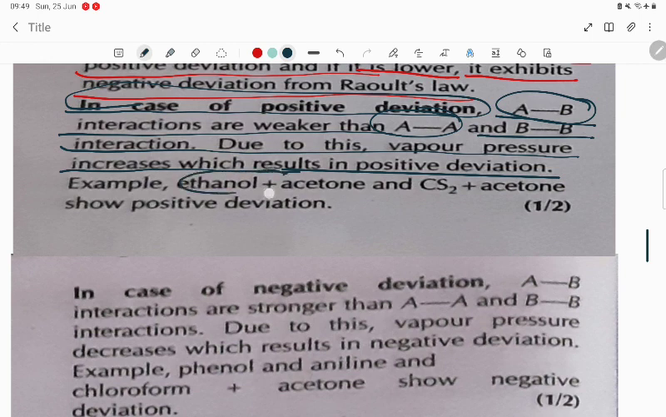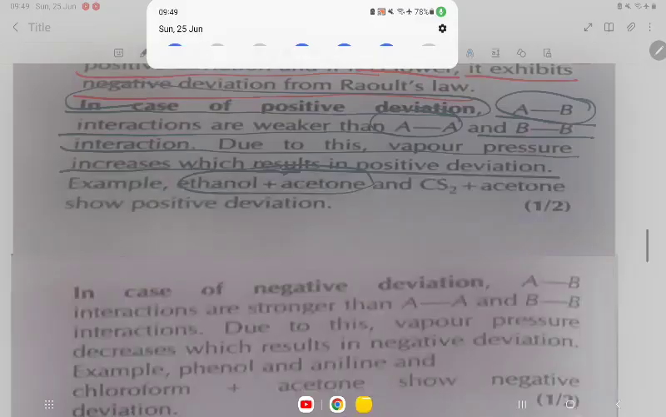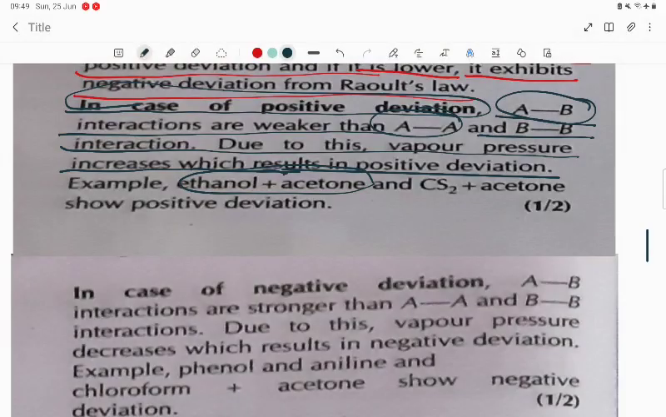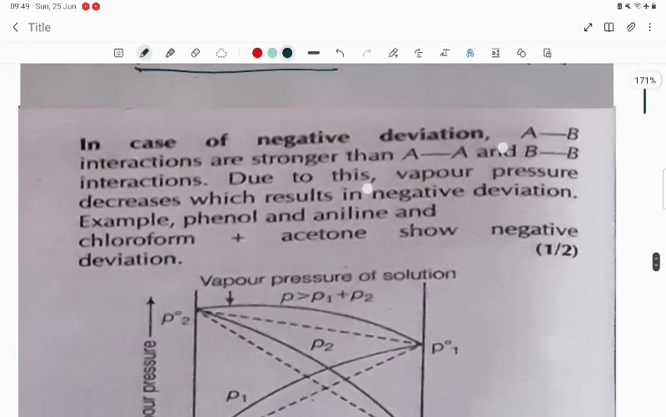For example, ethanol and acetone. Why is ethanol and acetone an example of positive deviation, students? Because acetone breaks the hydrogen bonding. CS2 and acetone is also positive deviation. So if the solute-solvent interaction is weak, it is going to show positive deviation.